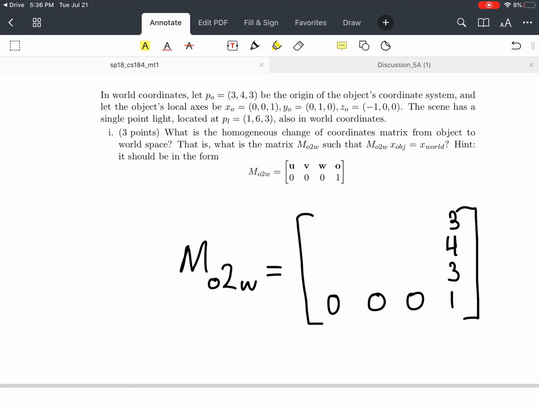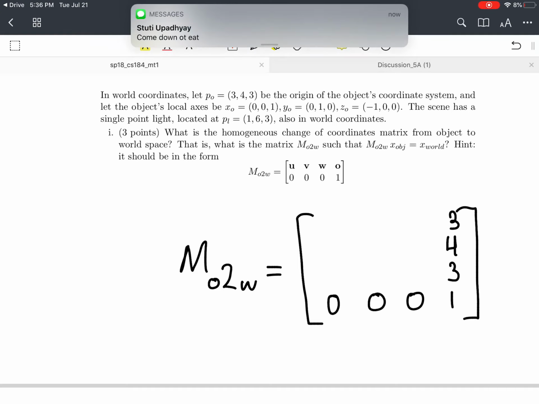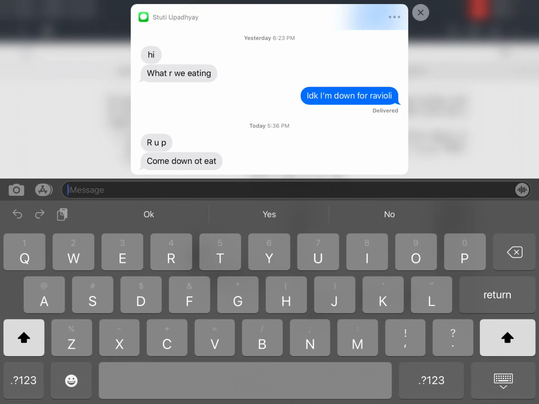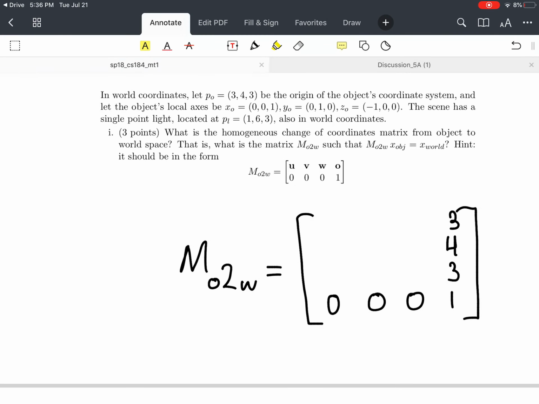So the origin in the object's coordinate system, and we want to translate this into world, what we expect to get back is 3, 4, 3, right? So if we just ignore the first three columns because it's 0, 0, 0, then all that matters is this translation, and that's going to be 3, 4, 3, okay? So now let's keep going and let's set up the rest of the columns.